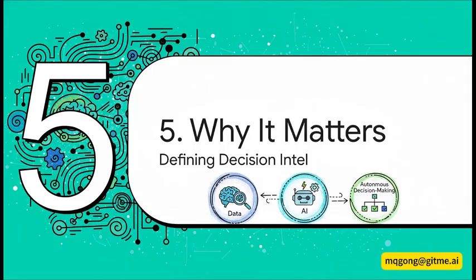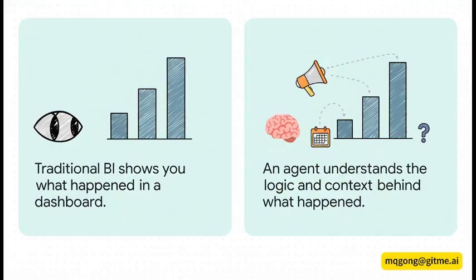So, what does having an architecture like this actually mean for a business? Well, it represents 3 fundamental, game-changing shifts in how we use data and AI. First, there's a massive shift from just seeing data to truly understanding it. You know, a traditional dashboard is great at showing you what happened. Sales are up, great. But an agent built on this architecture can dig deeper to understand the context and the logic behind why it happened.